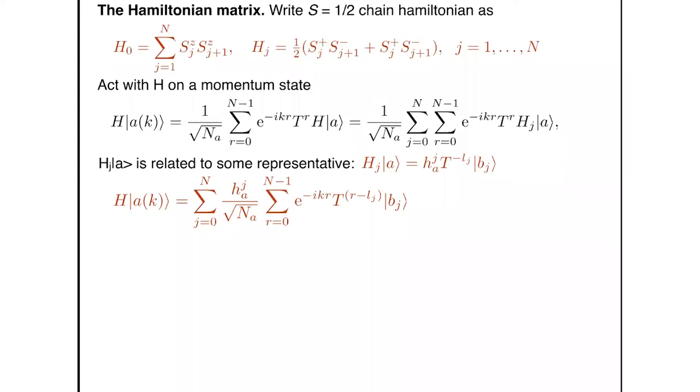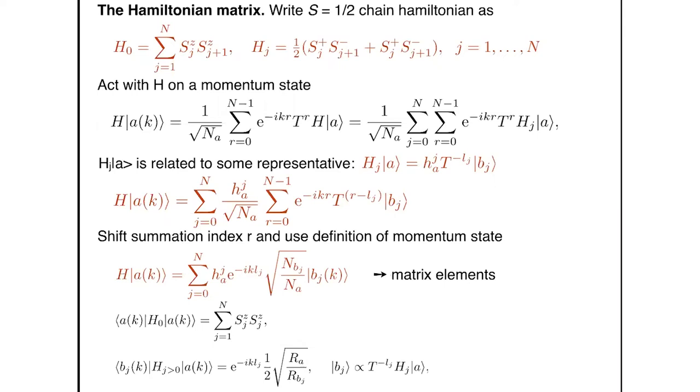So that means H times that state, I could say, I've said A of K here. We just put in that result instead of HJ, and then it looks like that. So it looks like a bunch of momentum states almost, except that you have this shift in the number of translations, which if you just do some relabeling of this sum, you will translate into just a phase shift similar to what we did before.